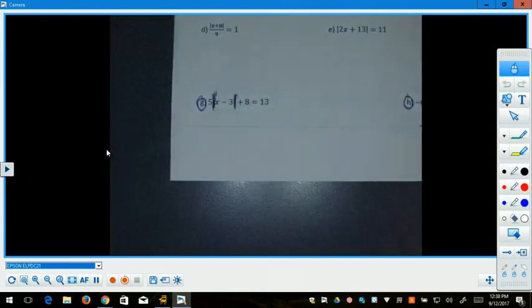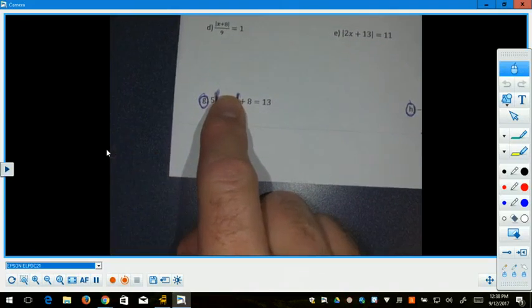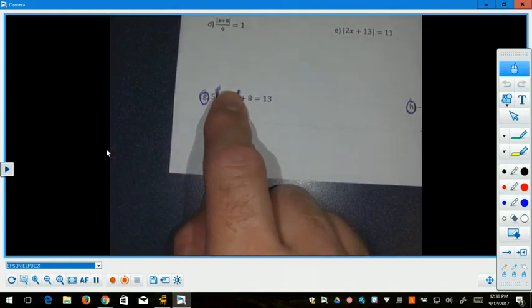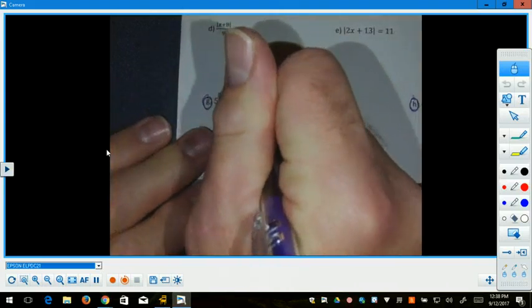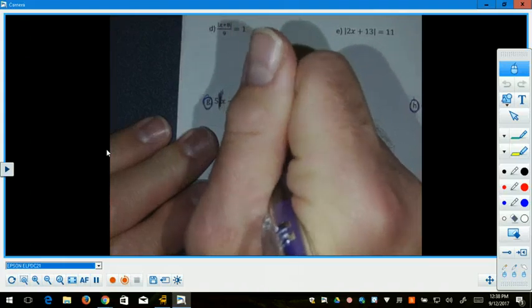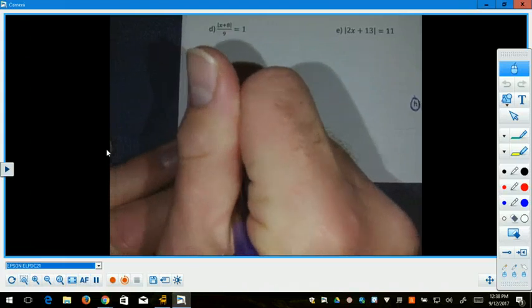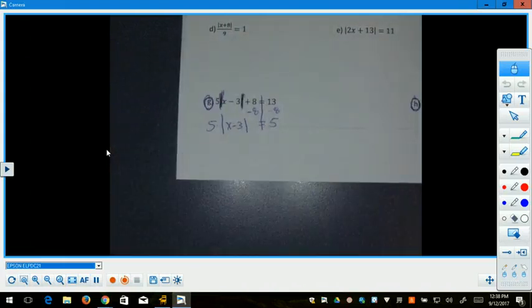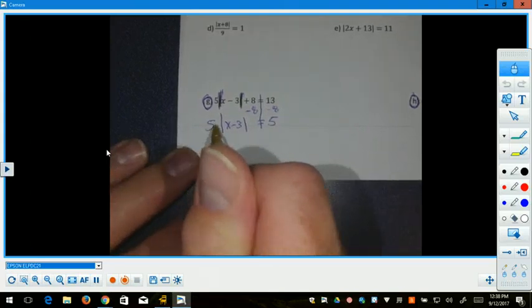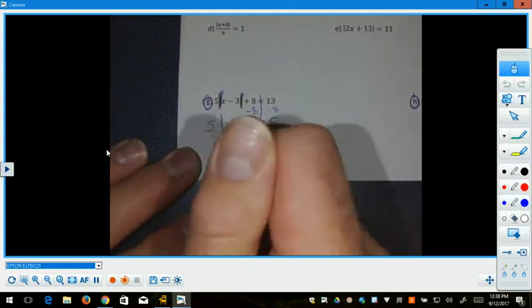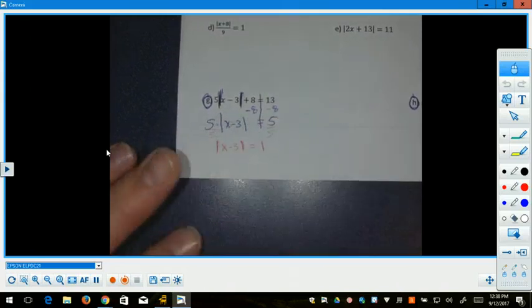Oh, gee, what operations are here? There's two operations on the absolute value. What are they? Adding and multiplication of 5. So we need to undo addition and subtraction first. We're going to undo the addition by the inverse operation, subtracting 8. This gives us a 5 on the right-hand side, and we have 5 times the absolute value of x minus 3 on the left-hand side. To undo the multiplication of 5, we divide both sides by 5. This gives us the absolute value of x minus 3 equals 1.